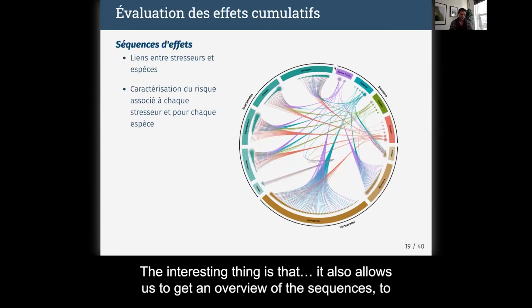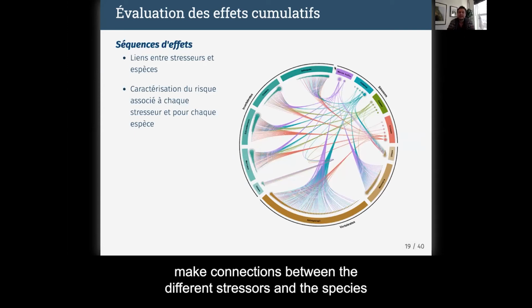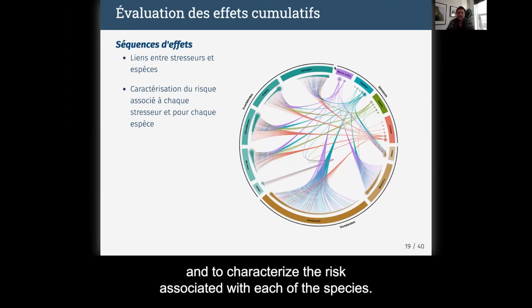Et finalement, un truc intéressant, c'est que ça nous permet également, en un coup d'œil, d'aller voir ce qu'on appelle des séquences d'effets. Donc, aller voir c'est quoi les liens entre les différents stresseurs et les espèces, et caractériser le risque associé à chaque stresseur et pour chaque espèce.